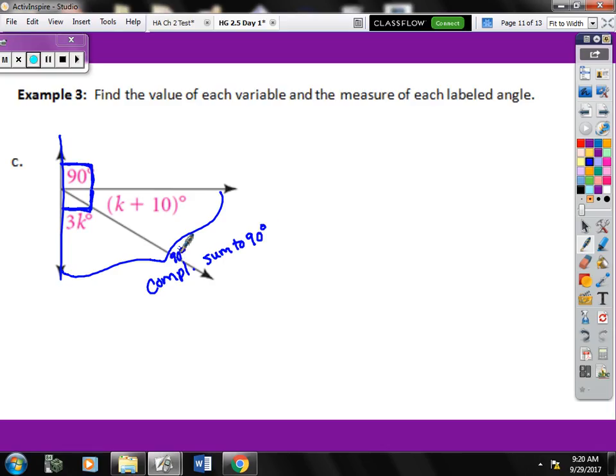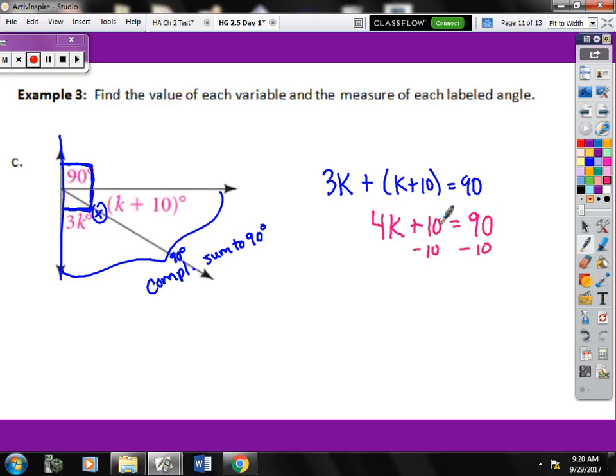So you do a little bit of inferring based on the diagram that these are indeed complementary angles, and complementary angles means that we'll add them together and set equal to 90. Combine our like terms. 3k plus 1k is 4k. Plus 10 equals 90. Subtract and divide. And we'll get k is 20.